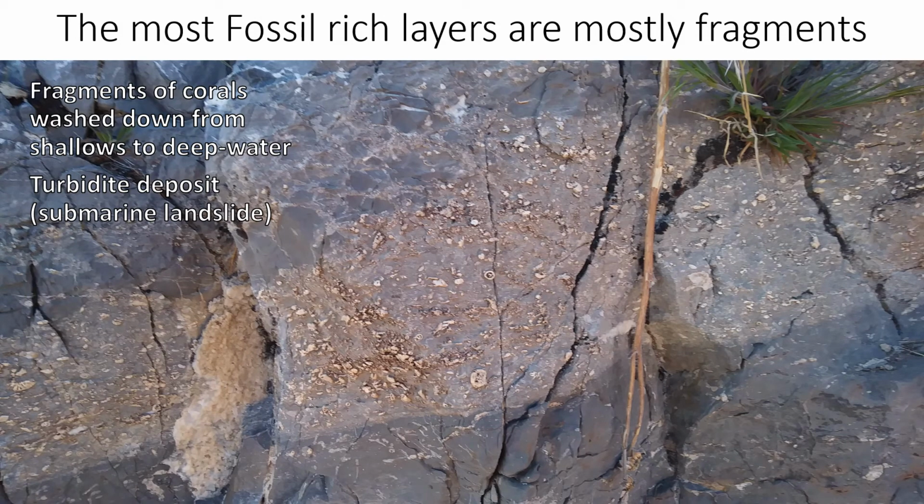In the most fossil-rich layer we find here, there are mostly fragments. There are very few whole fossils. This is also a different color than what we see for the limestones just below and above it. This layer is probably deposited in deeper water where corals and other fossils that lived in shallow waters wash down, and this is likely a turbidite deposit, which is a kind of submarine landslide.